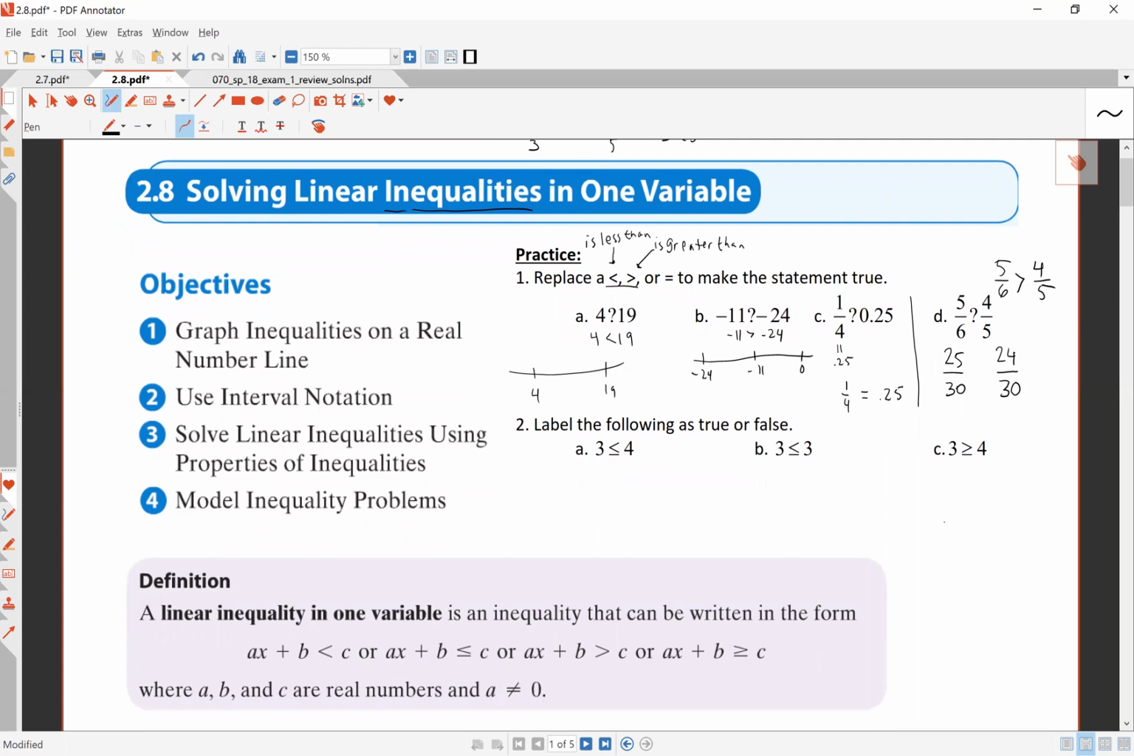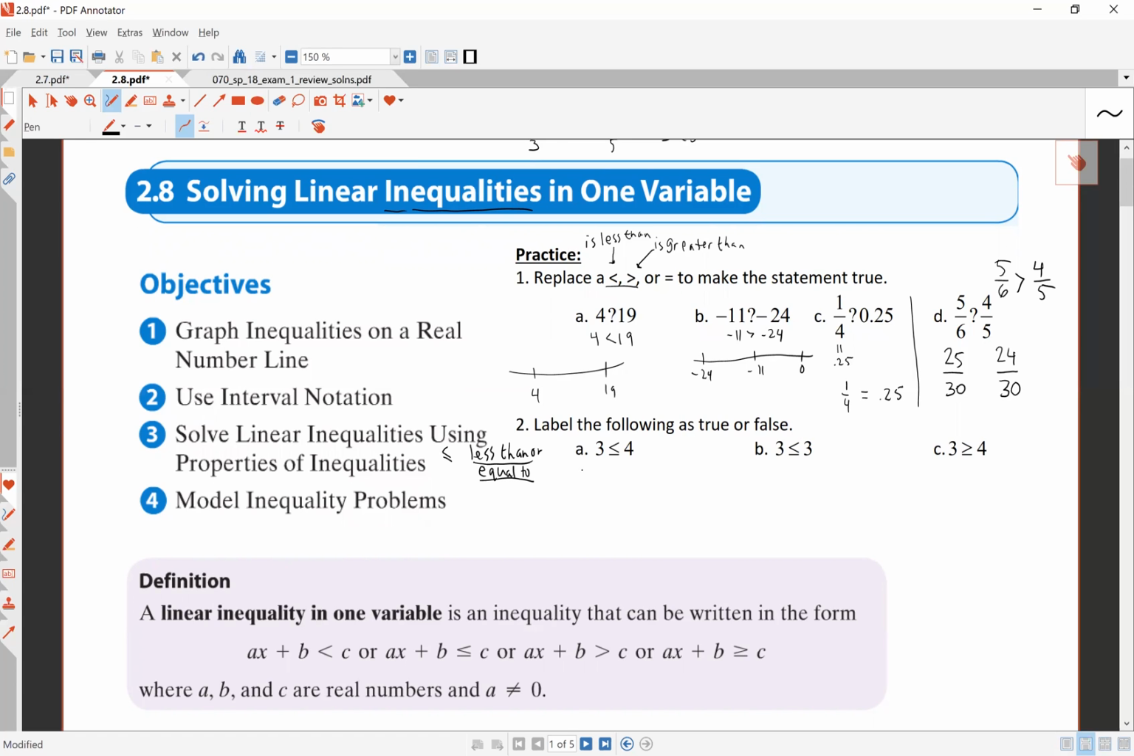In practice 2, we look at the symbols less than or equal to, greater than or equal to. When you have the symbol less than or equal to, that's two statements: is it less than, or is it equal to? If one of those statements is true, then the statement is true.